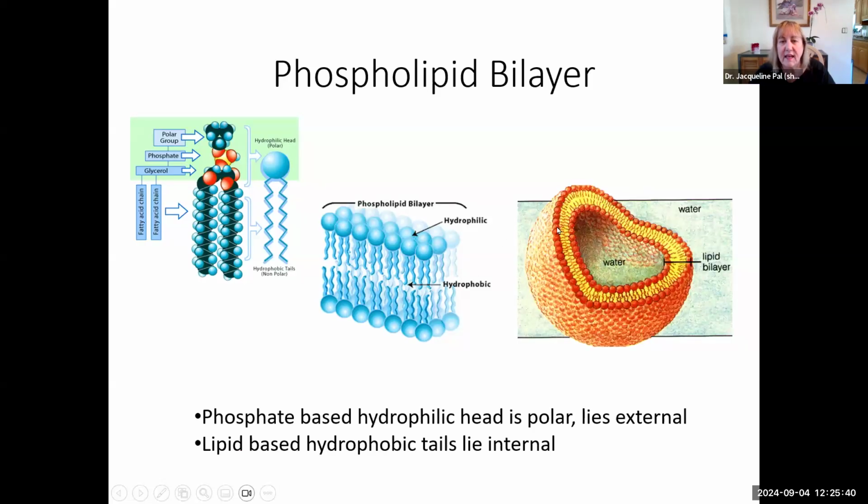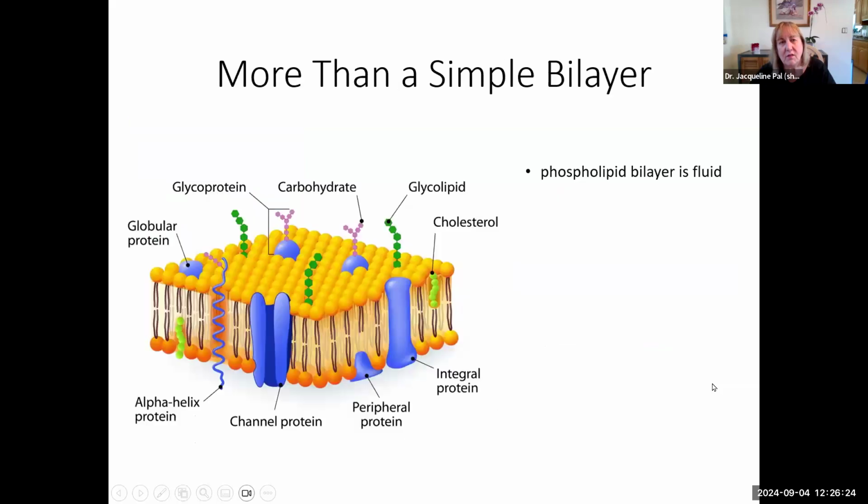So here is our cell with our phosphate-based hydrophilic heads, polar, lying external, as well as lying internal, and our lipid lying internal of the cell, but lying external of the bilayer, okay? And lying in the middle of the bilayer, or in the internal part of the bilayer, this is where the hydrophobic tails are, okay? And so this is where the lipid of the phospholipid is located. And on the two extremes is where the phosphate groups, the polar groups, are located.